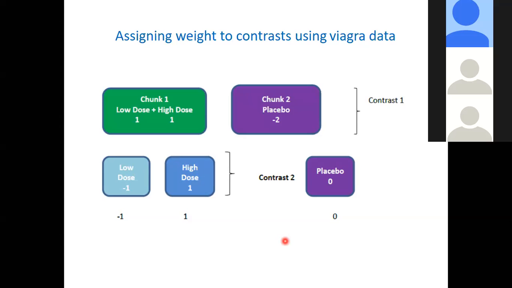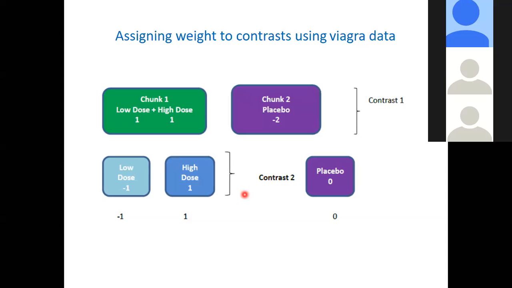Look at the first contrast. You know there are 3 groups. You know that we're going to do 2 contrasts. The first contrast will be, you combine low dose and high dose, compare with placebo. Then the second contrast, the placebo is out. You compare the low dose and high dose. Now, what you do is you assign weight. The weight must be equal and opposite on both sides.